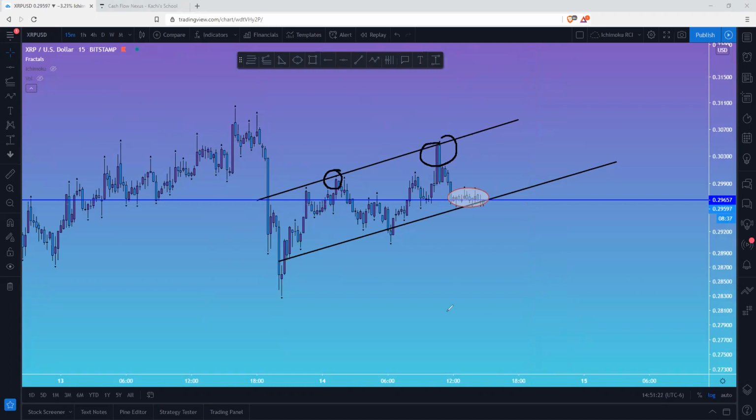What is this? Oh, M pattern. It's an M pattern or a double top, and double tops could be slanted. A lot of people don't know that, but this is the tricky part about the market.